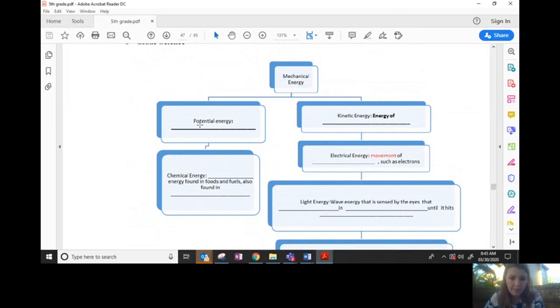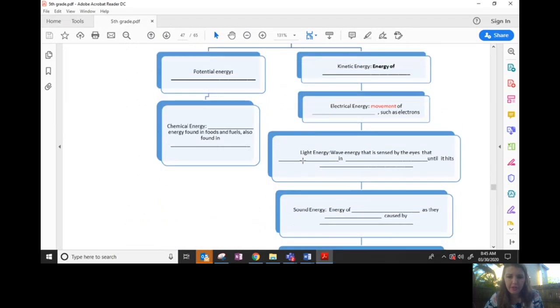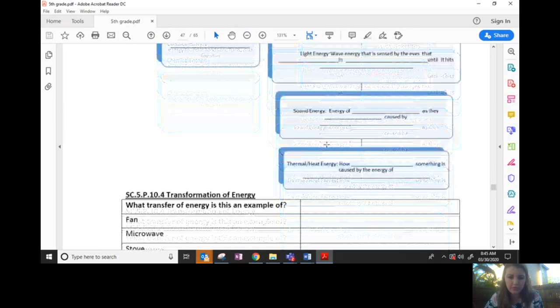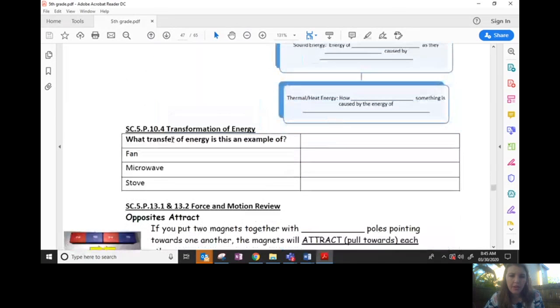So you're going to write what the meaning of potential energy is, the meaning of kinetic energy, and then fill in the blanks for the rest of this. What transfer of energy is this an example of? So a fan would be an example of what kind of energy being changed into what other kinds.